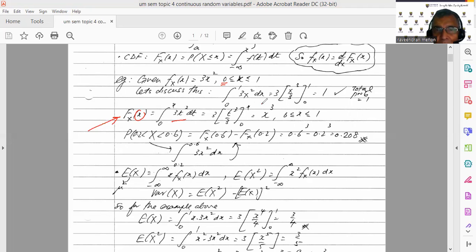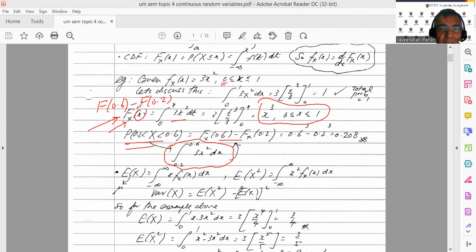Clean this up a little bit and you'll get your CDF as x cubed for values of x between 0 and 1. So if you're asked to find the probability that x lies between 0.2 and 0.6, you can go ahead and do the integration of your probability density function using the limits 0.2 and 0.6. But hey, you already have your CDF, so why don't you write F of 0.6 minus F of 0.2? Since you already have your CDF, just plug in and you'll get your answer.